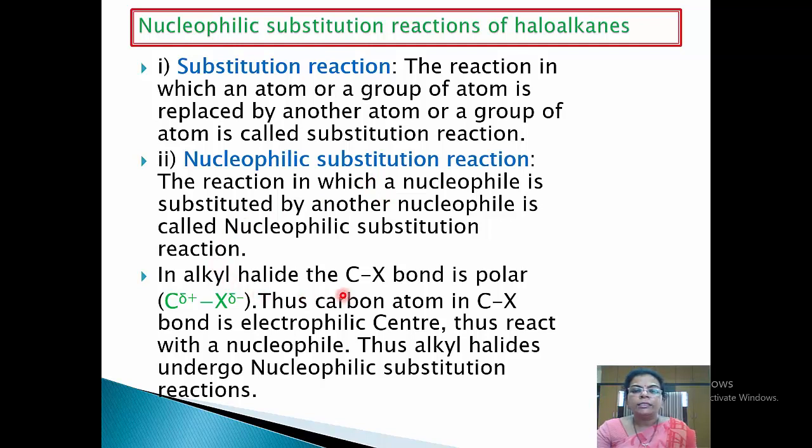In alkyl halides, the C-X bond is polar. This is due to the higher electronegativity of the halogen atom. Due to this higher electronegativity, due to inductive effect, polarization of the C-X bond occurs and carbon becomes electropositive and halogen becomes electronegative, like this. Thus the carbon atom in the C-X bond is an electrophilic center and reacts with nucleophile. Thus alkyl halides undergo nucleophilic substitution reactions.